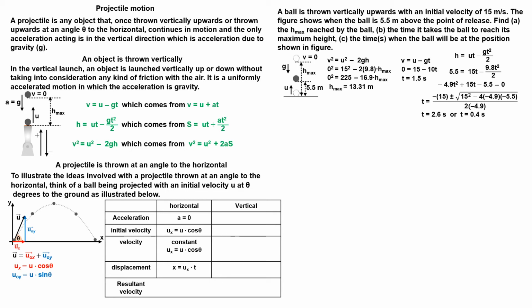The most important in the vertical motion is that the acceleration is constant. So we take the equations above and replace the acceleration with minus g and the initial velocity with y component times the sine of theta. The resultant velocity is the sum of the components.